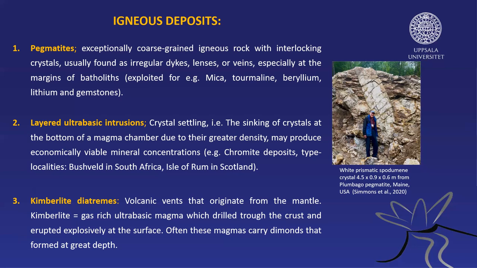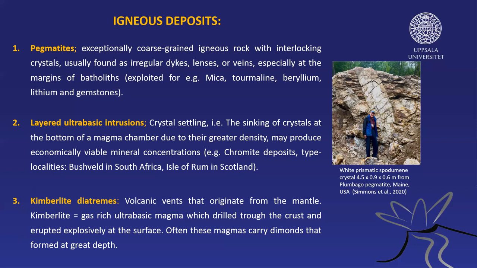The second main type of igneous deposit is layered ultra basic intrusions. Basically, they are large magmatic bodies, but they are layered. You can see different units within the magmatic body, and that is formed by crystal settling in the magma chamber.